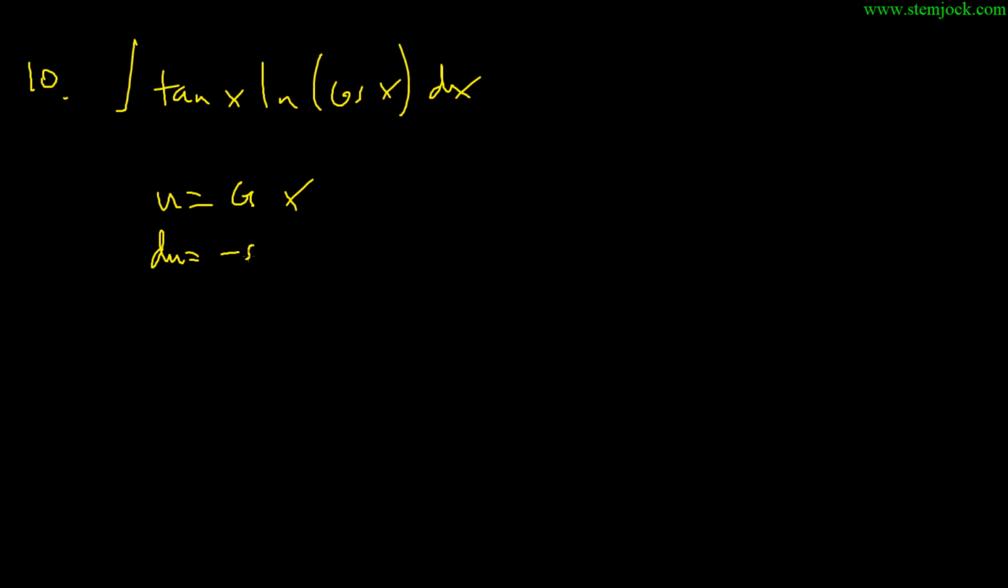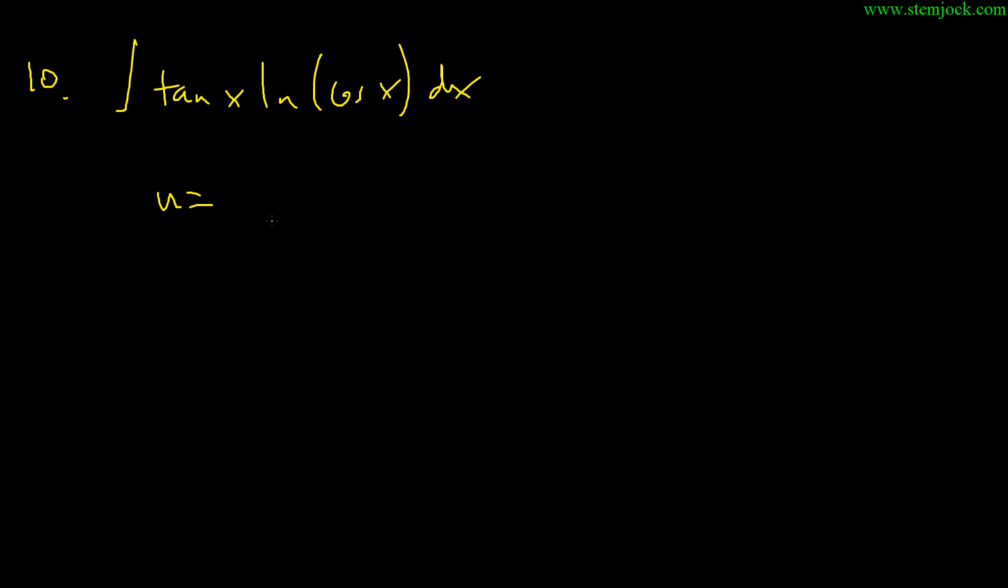I have here the integral of tan x ln of cos x dx. Now, I would set u equal to the function that's within another function, in this case, cos x. However, du is going to be equal to negative sine x, and what I have outside is tangent x, which is not sine. So this is one example where our guideline leads to the wrong substitution.